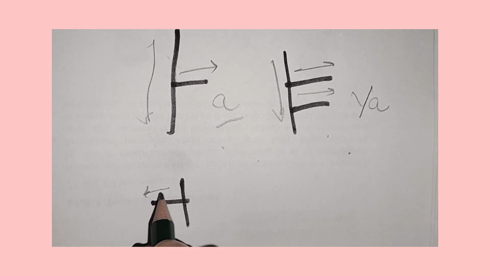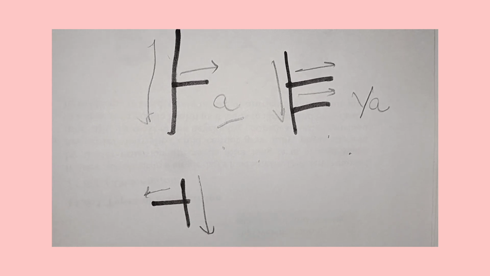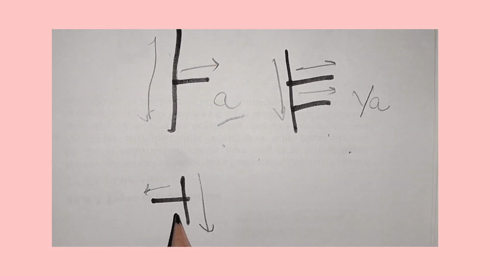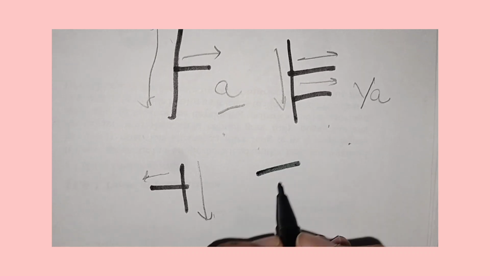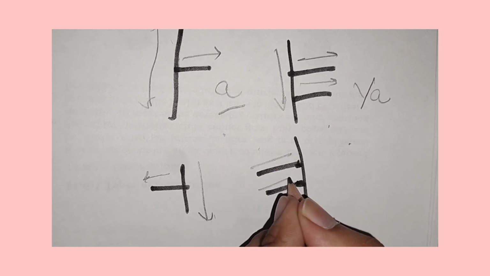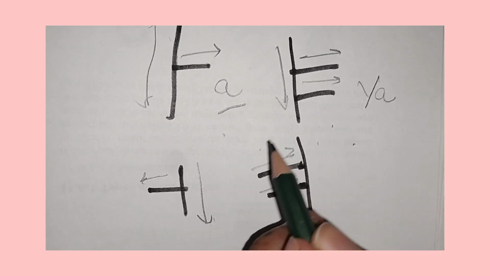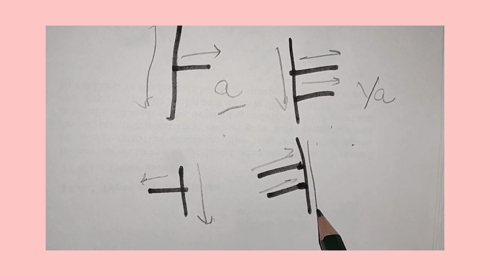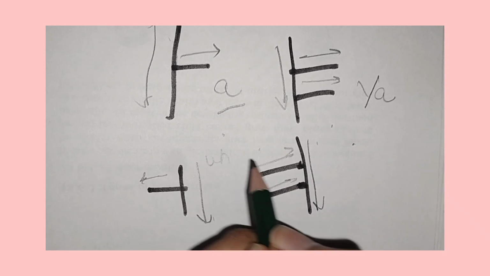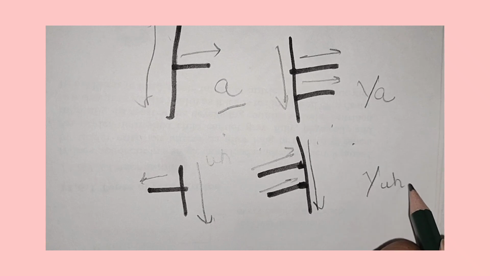And for the other one, you start with the horizontal line first and then the vertical line. Did you see the difference? In ah, first we start with this and then this. And same with ya. Two horizontal lines first, and then one vertical line. It's ah and it's ya.